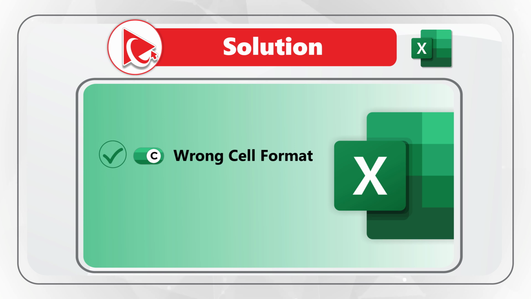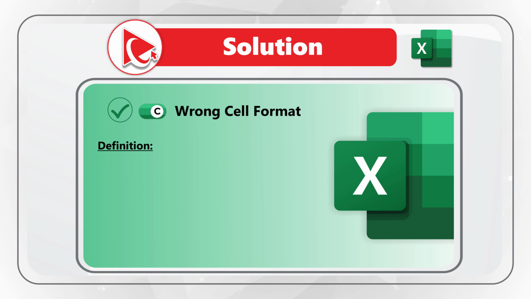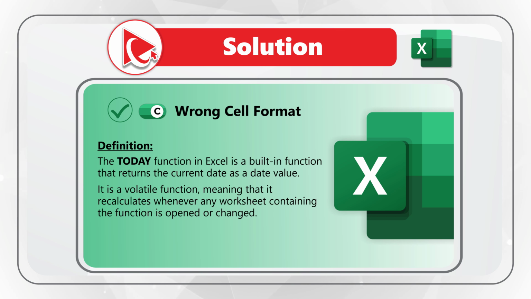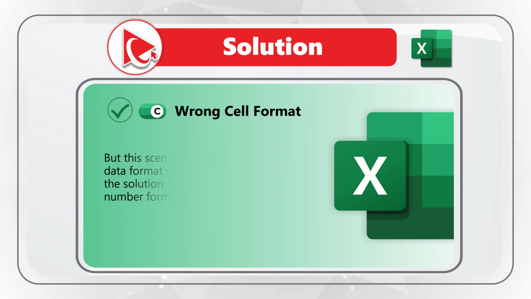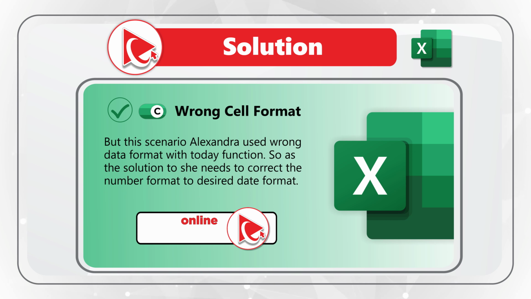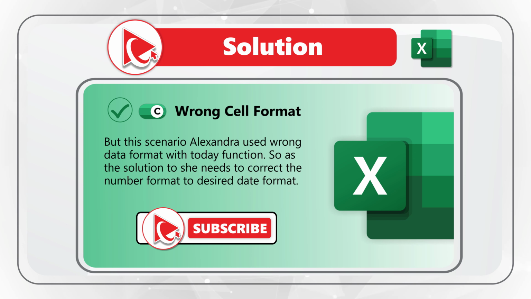To understand the issue, we need to understand the today function in Excel, as well as what happened when Alexandra typed the function inside the spreadsheet. Today function in Excel is a built-in function that returns the current date as well as the date value. It's a volatile function, meaning that it recalculates whenever any worksheet containing the function is opened or changed. And this is obviously true because today is changed, and yesterday was a different today than today. So the today function is useful for displaying the current date in a cell. But in this scenario, Alexandra used wrong data format with today function. So as the solution, she needs to correct the data format to desired data format.